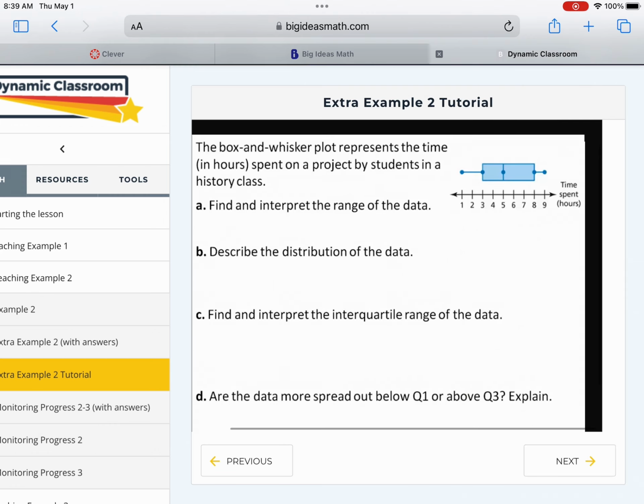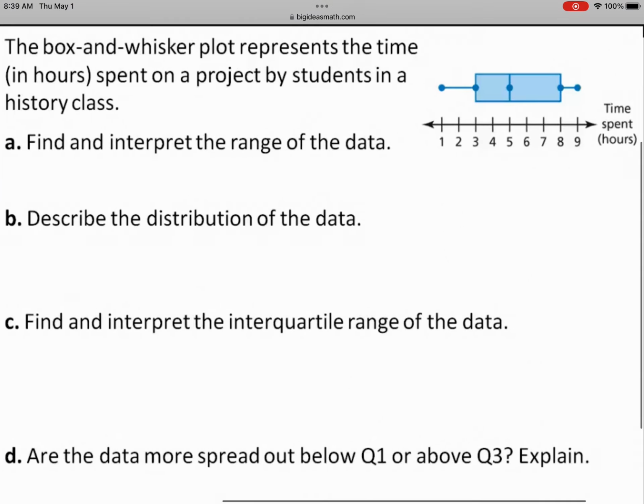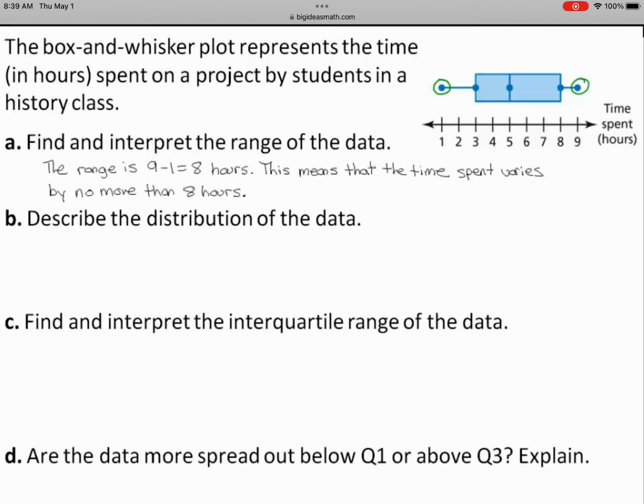The box and whisker plot represents the time in hours spent on a project by students in a history class. Part A. Find and interpret the range of the data. Notice that the least value is 1 and the greatest value is 9. So the range is 9 minus 1, which equals 8 hours. This means that the time spent varies by no more than 8 hours.